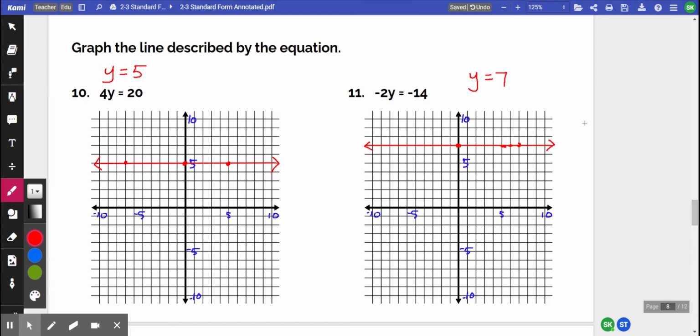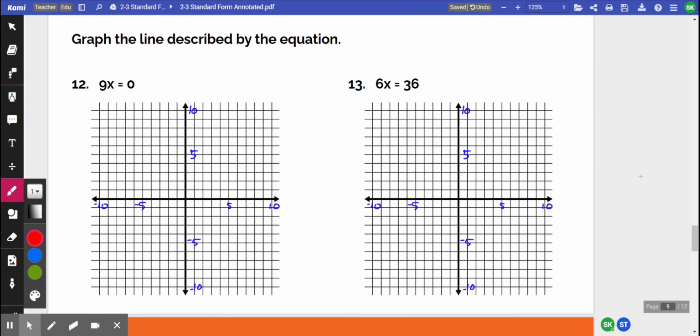So that means every time you have an equation that only has a y value, we will always get a horizontal line. Now look at numbers 12 and 13. This time, we don't have any y values. We only have the x values. So what does this mean? We can approach these two problems just like we did numbers 10 and 11. I'm going to solve this for x. So divide both sides by 9, and we get x equals 0.